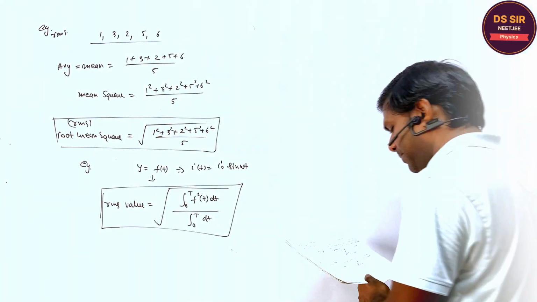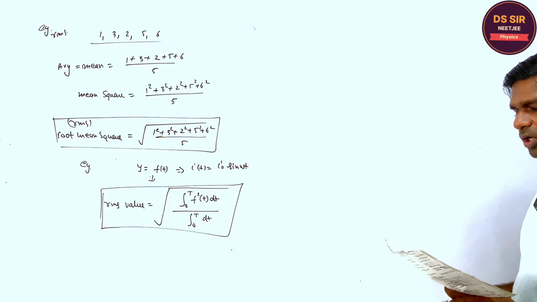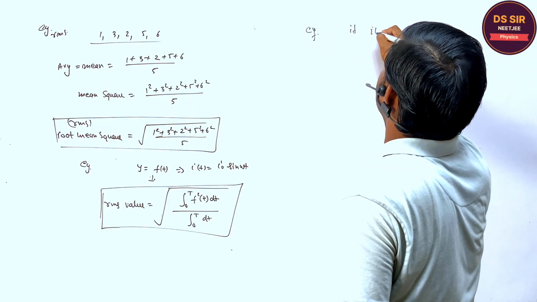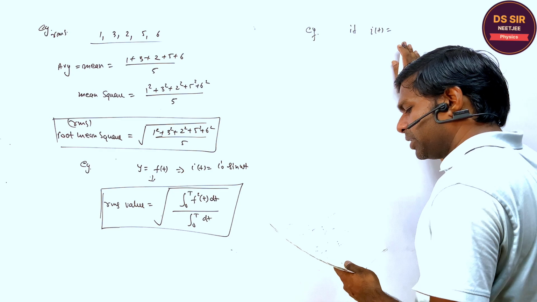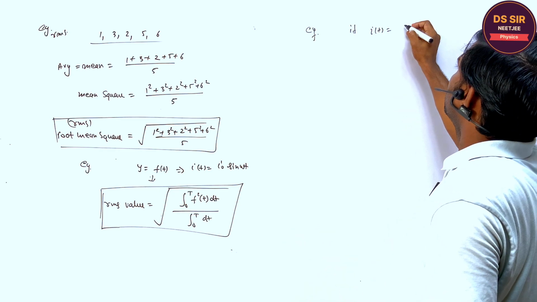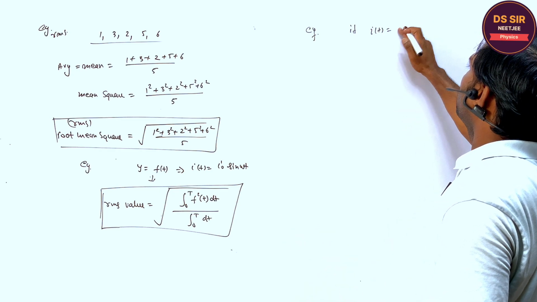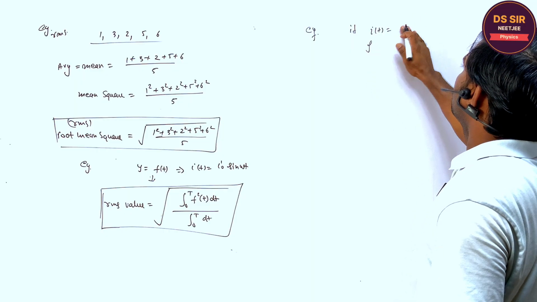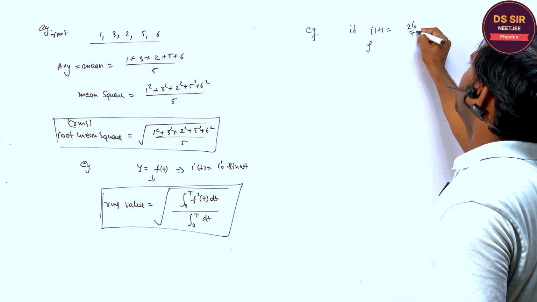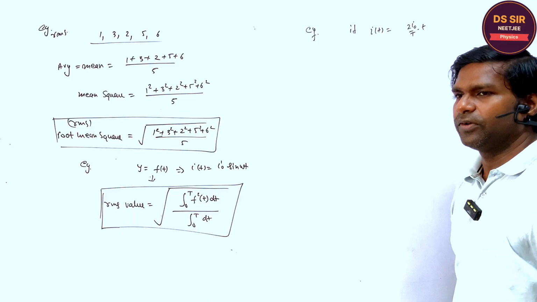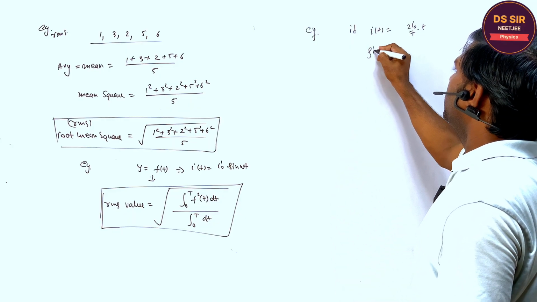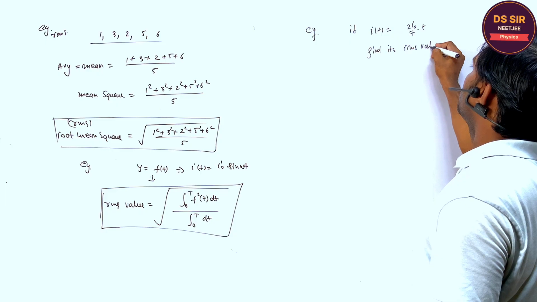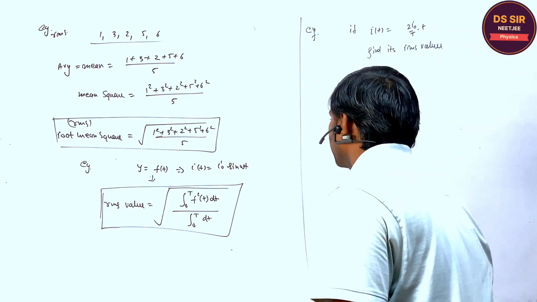For example, we can have some other function also. For example, if we have the current function, suppose it is equal to kt, or you may write this as 2I0 by T into t. So this is the current function and you have to find its RMS value. So how would you find the RMS value? You tell.